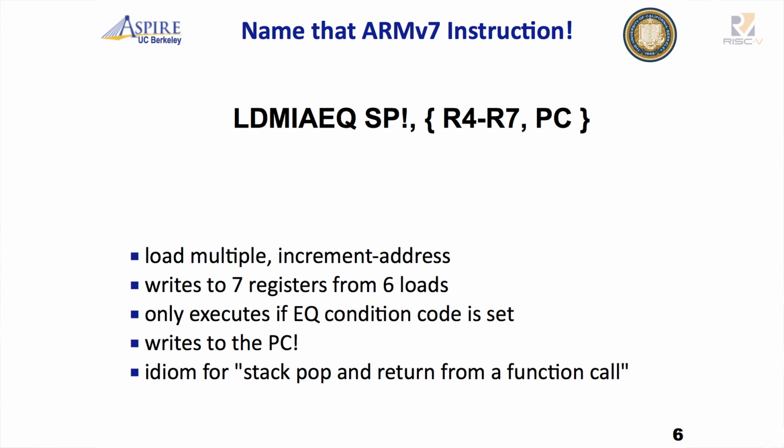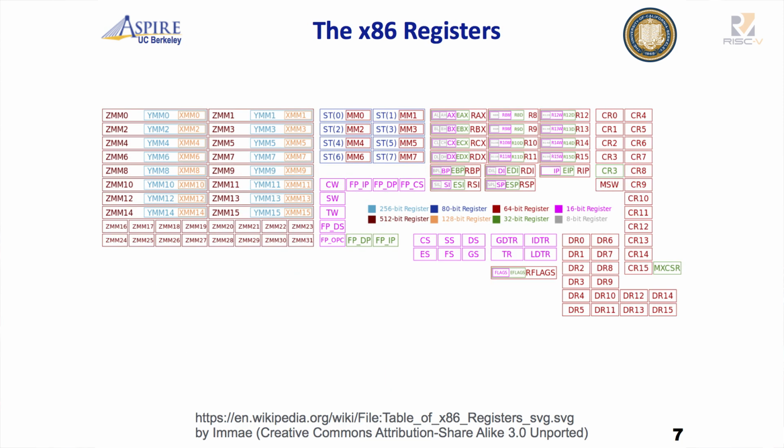So I'd argue that ARMv7 at least is a pretty CISC ISA. x86, that's all I got to say about that.